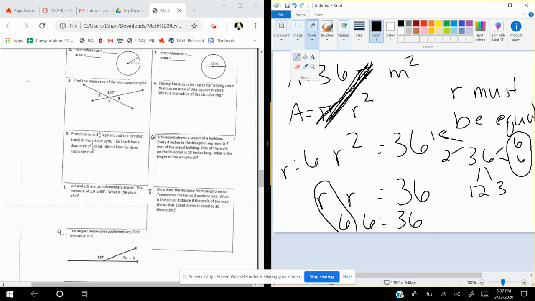I'm going to erase that right there because I don't want that in the way. 6 meters. This will be your answer for that one there, okay?